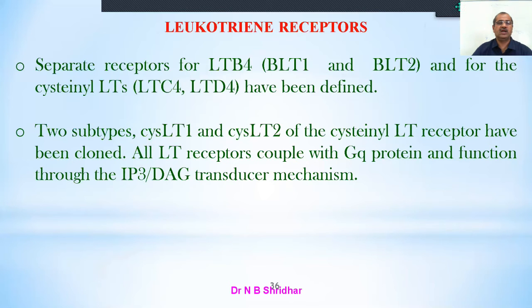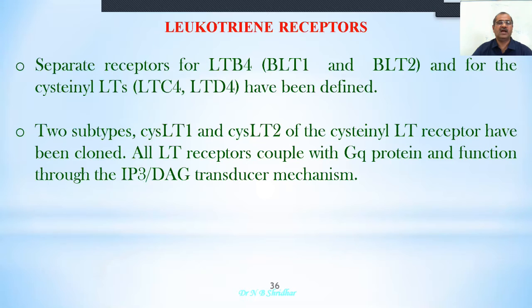In the earlier class, we were discussing the prostaglandins and the different types of prostaglandin receptors. In this class, we will discuss the leukotriene receptors. Of course, the leukotrienes are also derived from arachidonic acid, and there are separate receptors, especially for leukotriene B4, the BLT1 and BLT2 types of receptors.